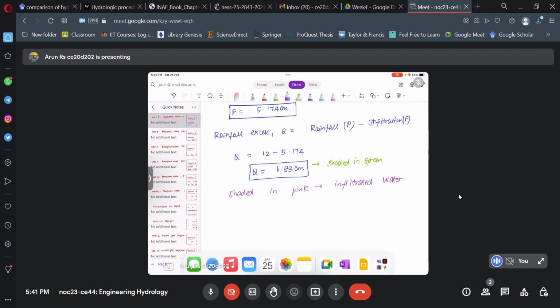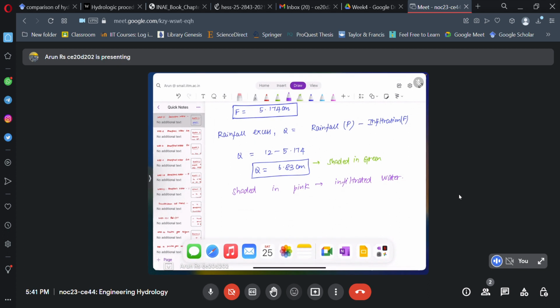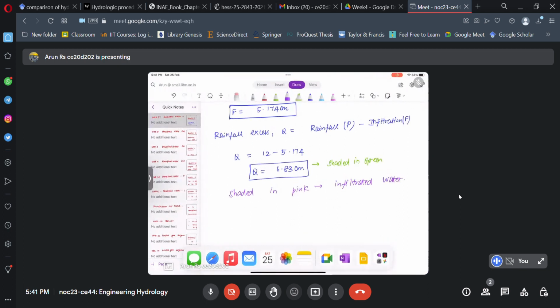In this session we have seen different kinds of infiltration problems. These are very basic problems. In the next week we will be dealing with some more complicated problems. I am closing the session for today. Thank you.